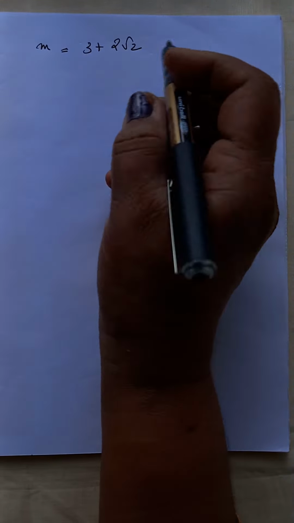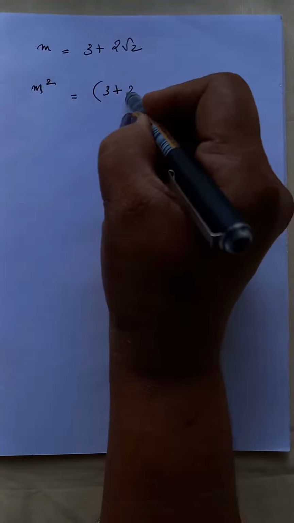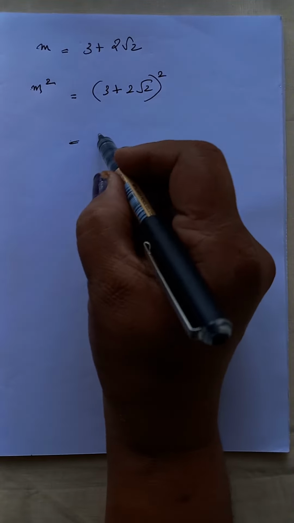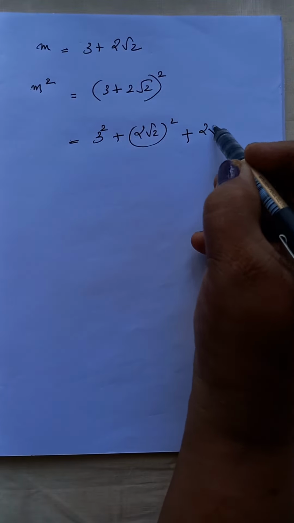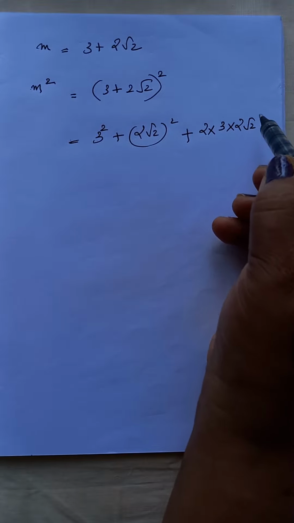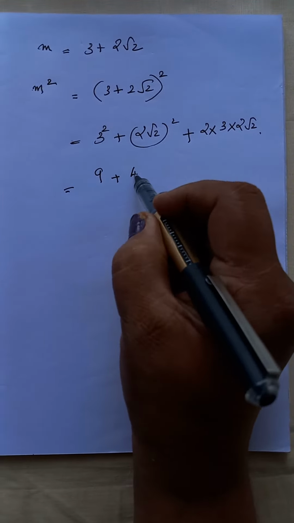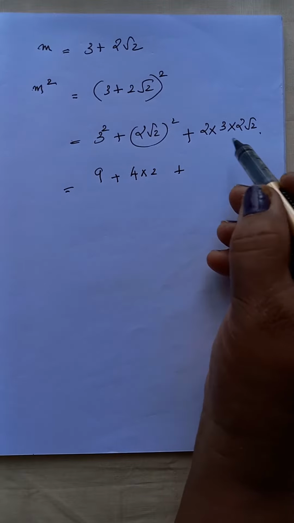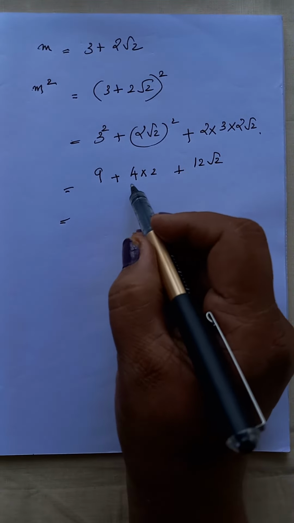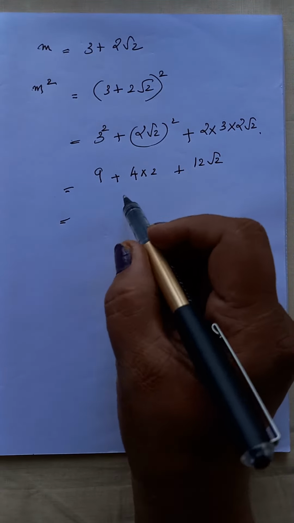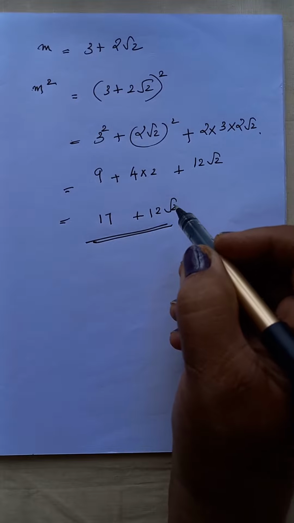But in the first sub-question, we have to find out m square. So that is equal to 3 plus 2 root 2 whole square. That is 3 square plus 2 root 2 square plus 2 into 3 into 2 root 2. That is equal to 3 square, that is 9, plus 2 square is 4 into root 2 square is 2, plus 2 into 3, 6, 6 into 2, 12 root 2. That is equal to 9 plus 4 into 2 is 8. So, 9 plus 8, that is 17 plus 12 root 2.